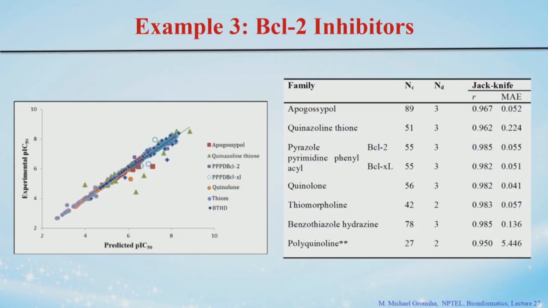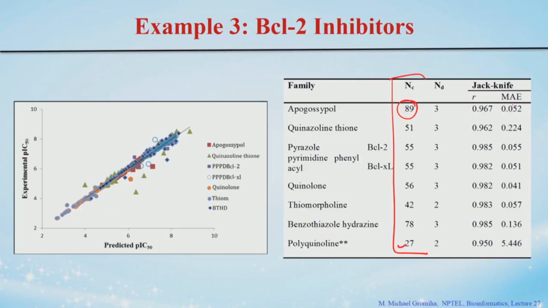Here I show the results for the different families. This is the number of data, it ranges from 27 to 89, and here the number of descriptors. One of the rules in QSAR is that we should finally develop the model with a small number of descriptors, starting from 800 or 700 descriptors. Finally, we ended up with a small number of descriptors, here they use only 3 or 2 descriptors, and see the correlation, it is very high. For example, this is 0.9, 0.9 and so on, more than 0.9.